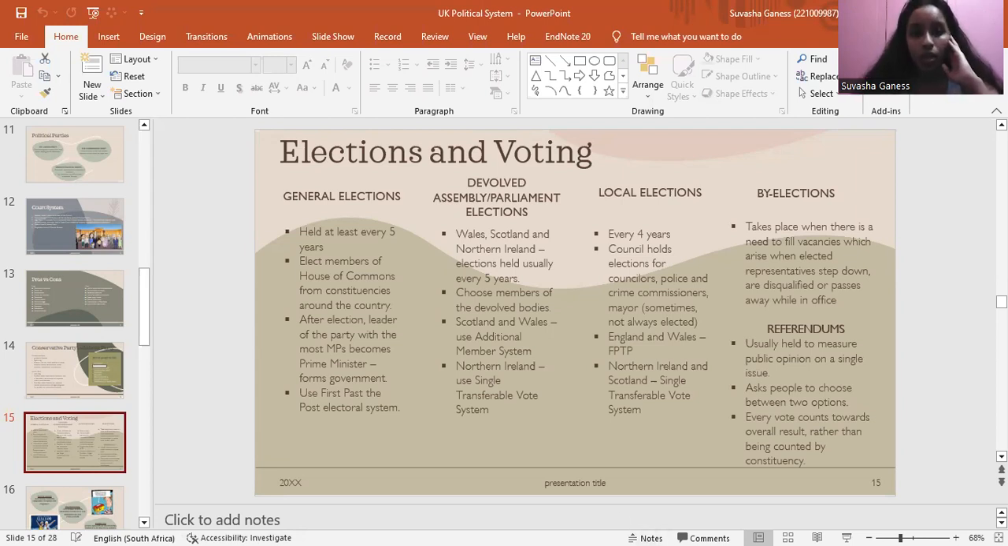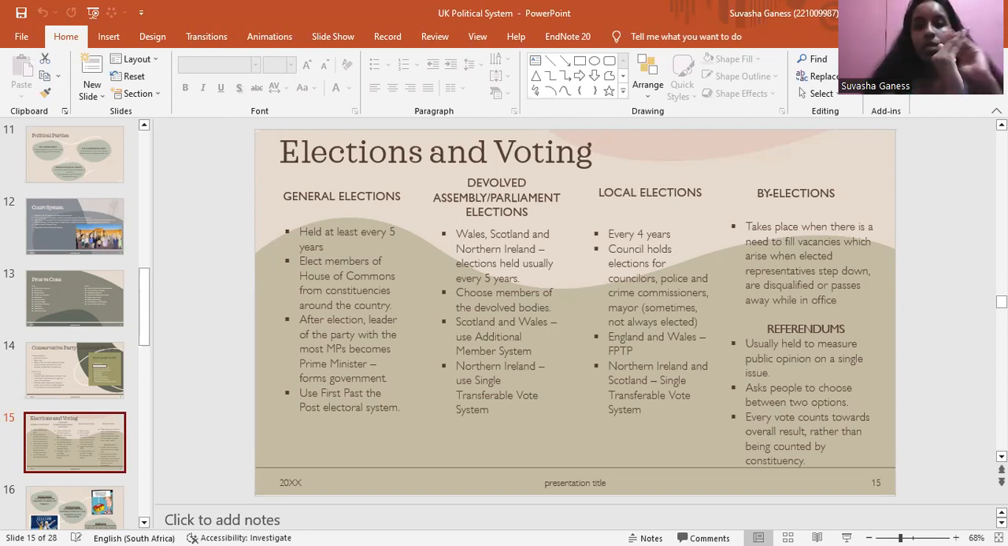Then you have your local elections, and this is held every 4 years, right? So in terms of your local elections being held every 4 years, this is for election of your councillors, police and crime commissioners, and mayors, who are sometimes, not always, elected. So England and Wales use the FPTP system, whereas Northern Ireland and Scotland use a single transferable vote system.